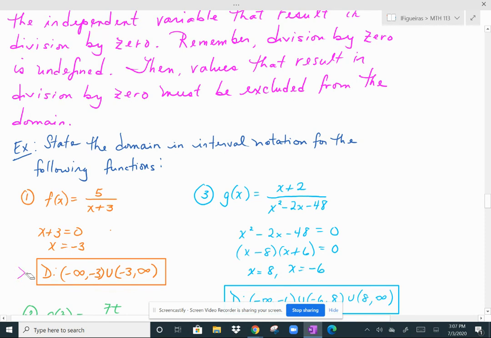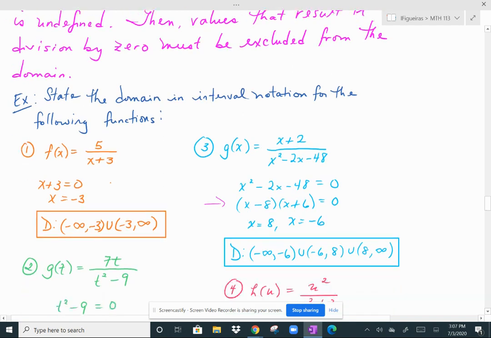So here's another one. This one's a little bit more complex, but it's still a rational function. You take your denominator, set it equal to 0. This factors into x minus 8, x plus 6. So again, you get two solutions here, 8 and -6, but they're not solutions, they are restrictions. So let me show you a better visual to figure this out.